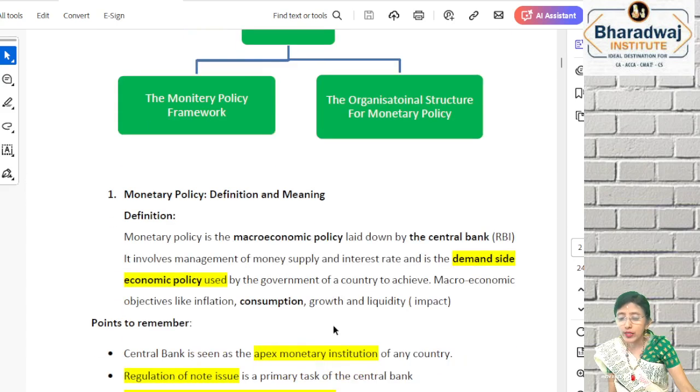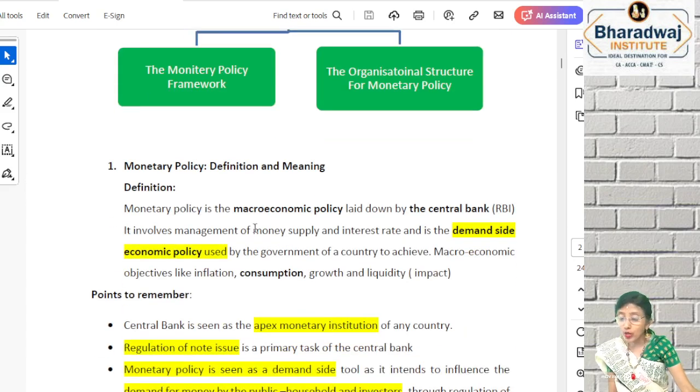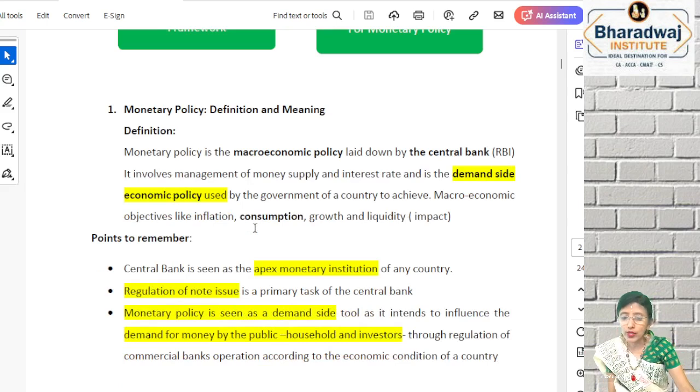Now coming into the main aspects, remember monetary policy is a demand side economic policy. Usual question: what is fiscal policy? What is monetary policy? Demand or supply side? That is one standard question or stereotype question.